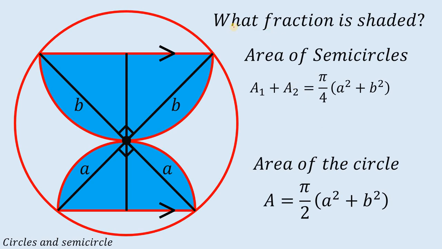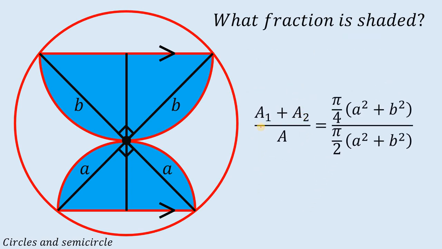Alright, now we can answer the question, what fraction is shaded? We will answer this because this is simply the ratio of the area of the semicircles divided by the area of the whole circle. So this simplifies to a sub 1 plus a sub 2, the sum of the areas of these two semicircles, all over a, which is the area of the whole circle. So we have pi over 4 multiplied by a squared plus b squared all over pi over 2 multiplied by a squared plus b squared.